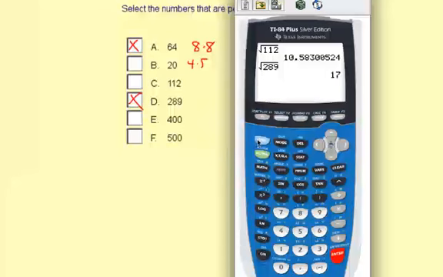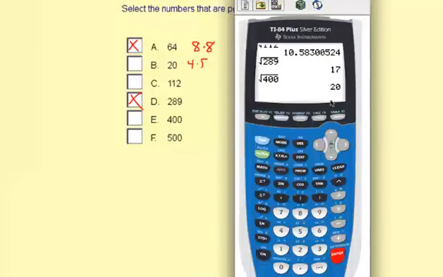And let's try 400. Square root of 400. You may know this one already. 20. So 20 times 20 makes 400, which means 400 is a perfect square. It also means that 20 is the square root of 400. So I'm going to mark 400 as a perfect square.